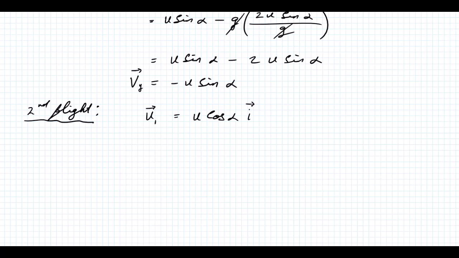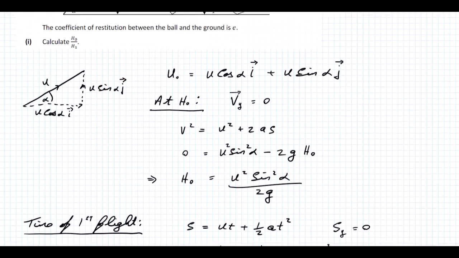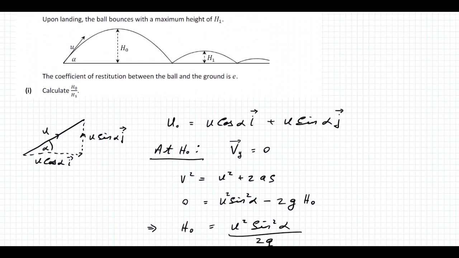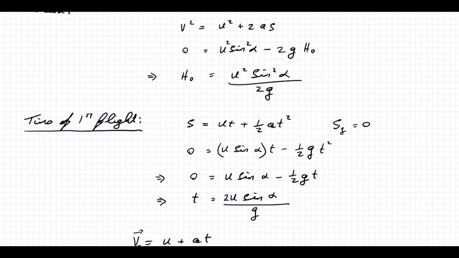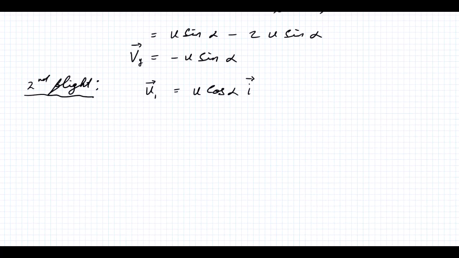And then we have our velocity here in the y direction. Now this is going to be affected by our e here. Remember, the coefficient of restitution between the ball and the ground is e. So it's actually minus e, so we've got to multiply this by minus e here. So that becomes plus e times u sine alpha, and that's in the j direction.